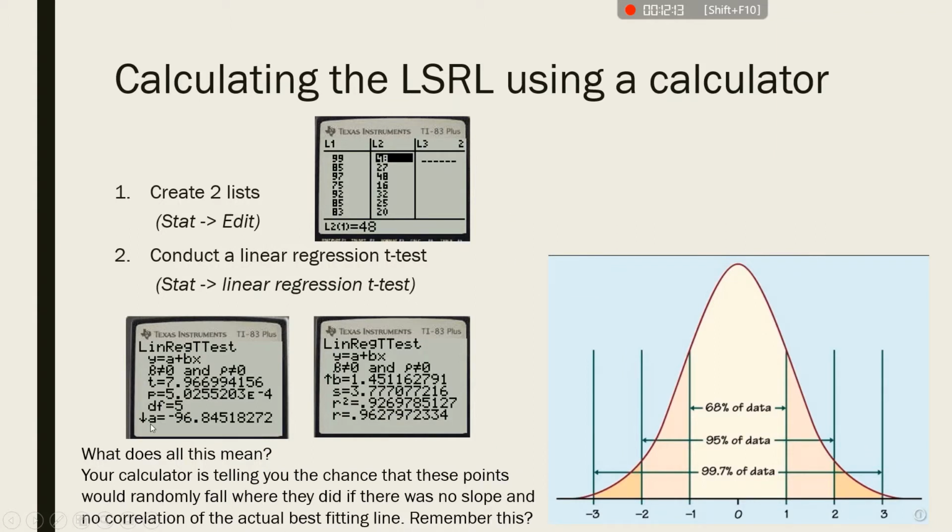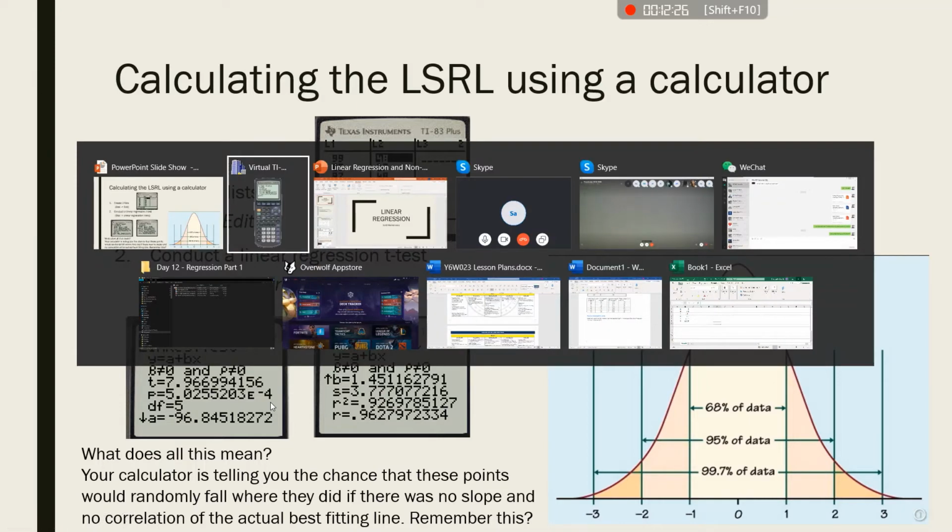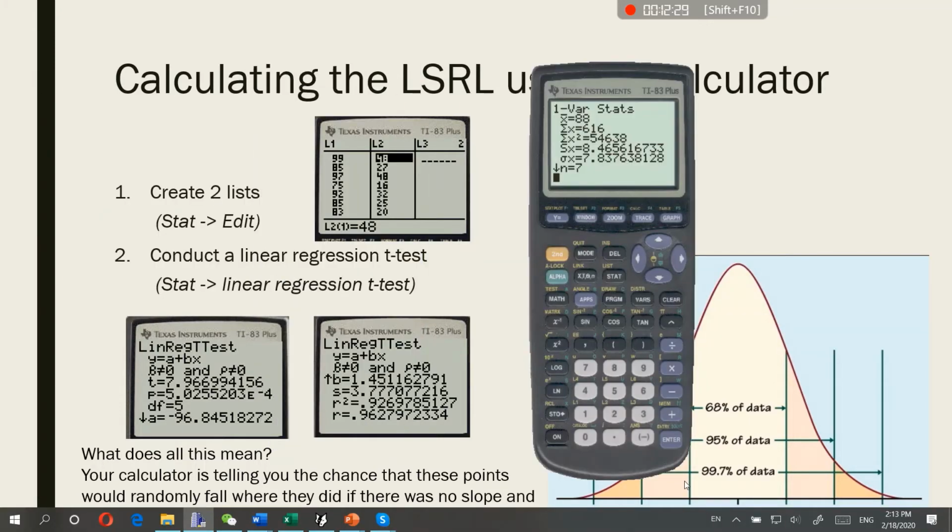So if you wanted to calculate your least squares regression line, that's your best fitting line, with a calculator, we can do what we've just done. Create two lists in your calculator, and then do what's called a linear regression t-test. In your calculator, hit stat, go over to tests, and scroll to linear regression t-test. By default, this will take x as list 1 and y as list 2, and hit calculate.